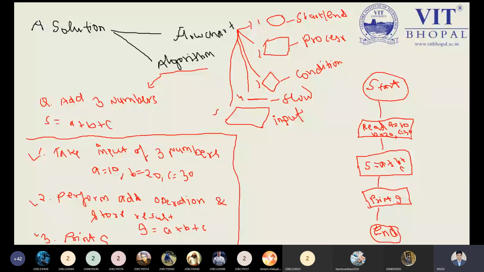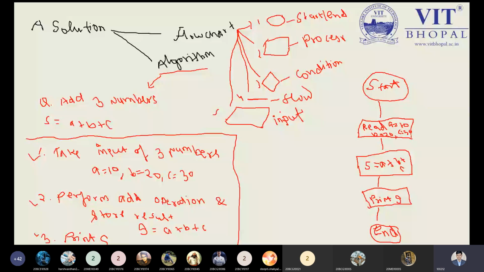Yes, sir. Any doubt? Sir, for print S, is it rectangular or parallelogram? It is rectangular. The parallelogram is only used to read or take input, the information or any values. That's why I already told you, please excuse me for drawing such notation with the mouse, but I'm trying to help you understand everything.